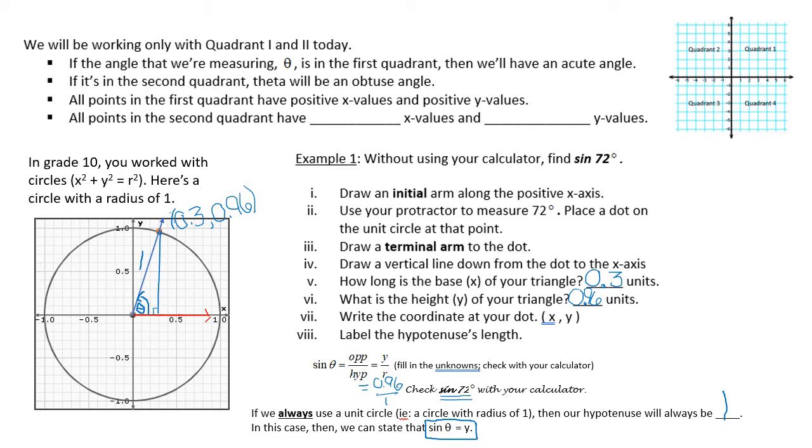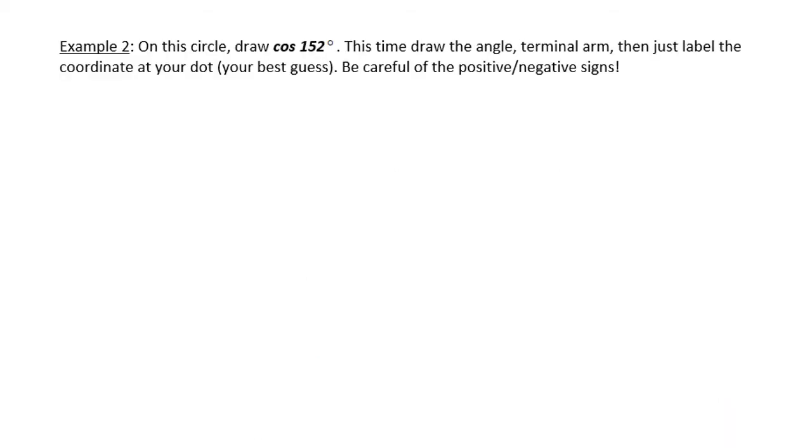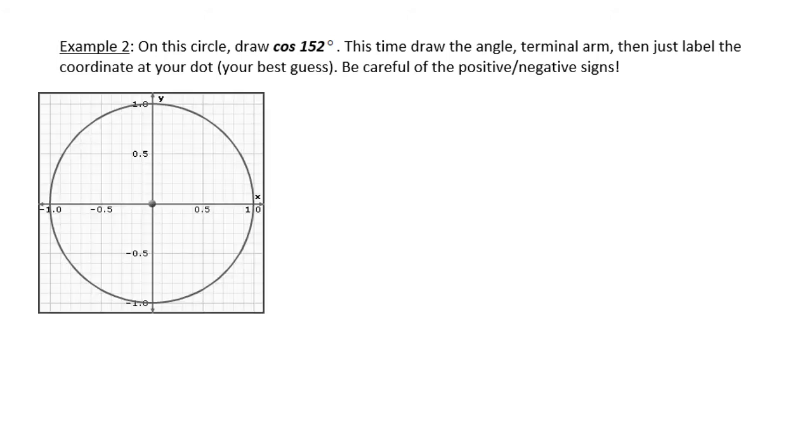So you draw a circle, you draw the initial arm, you draw the terminal arm. Whatever your y value is, that's going to be sine, as long as this is a 1 here. You won't have to worry about a different denominator. Next slide. Example 2. On this circle, draw cos of 152 degrees. This time, draw the angle terminal arm, then just label the coordinate dots.